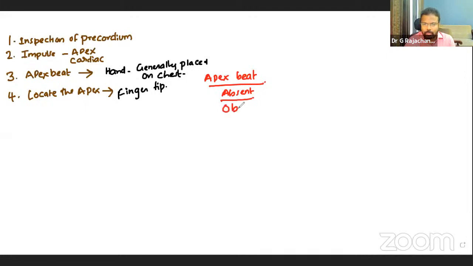Sometimes in case of obesity, if the individual has a thick chest wall, similarly in muscular individuals. If the patient is very muscular, or if the patient is obese, or some teachers even say, I didn't find it in the textbook, but some teachers say if the apex is located under the rib, then also it may not be identified.